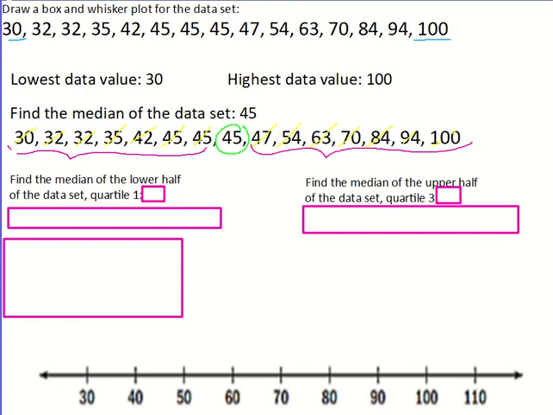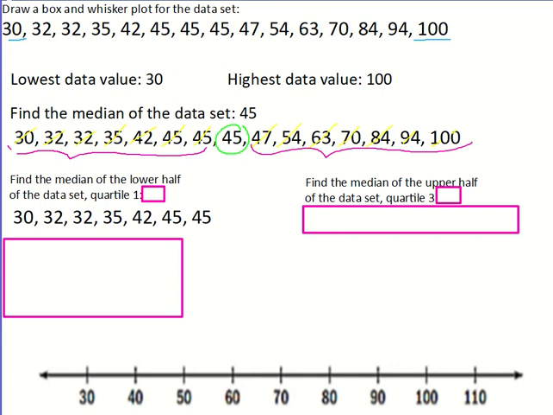So after you find the median, you have to then continue on to find quartile 1 and quartile 3. Quartile 1 is just the median of the lower half of the data set. So I'm going to look at the 30, 32, 32, 35, 42, 45, and 45 and find the median of these numbers. Again, I'm canceling a number on the left with one on the right until I work my way to the middle. For this example, I have one number in the middle, the number 35. So quartile 1 is 35.